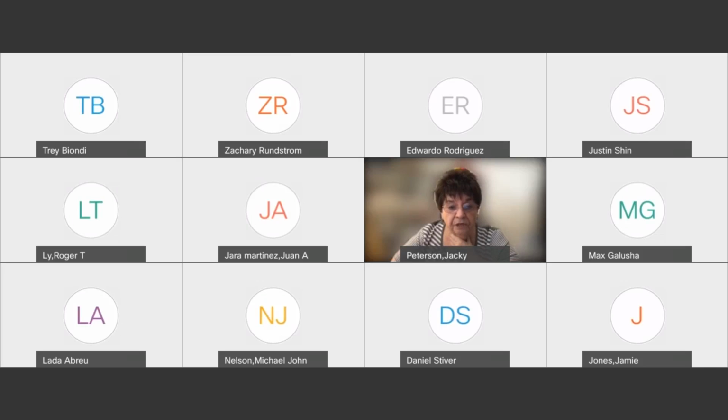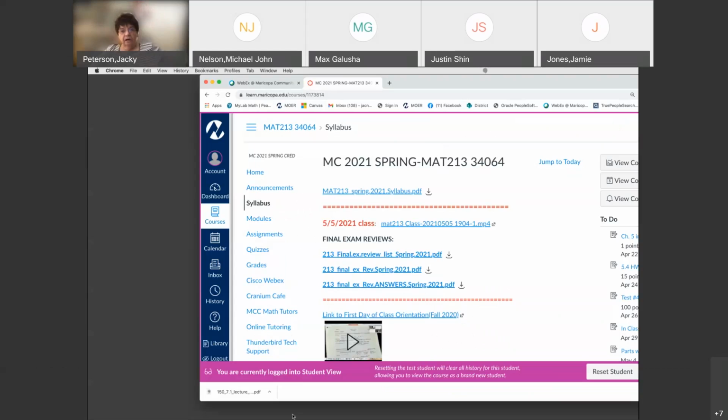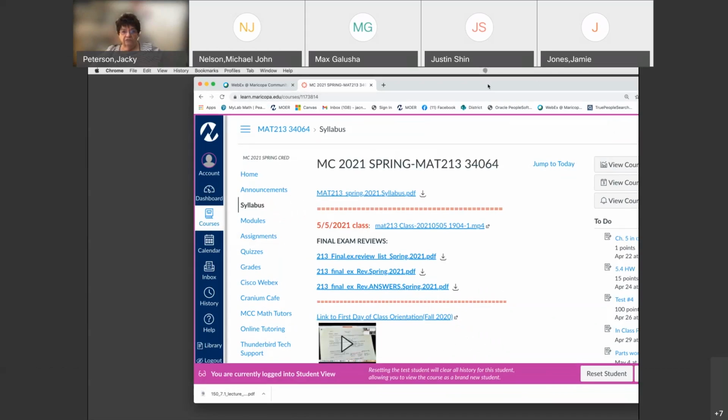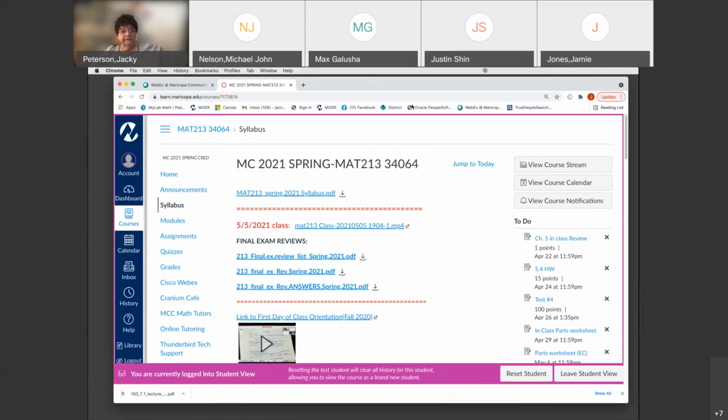I'm going to share Chrome because that's where it's set up. So move, there we go. That drop down menu. Okay.